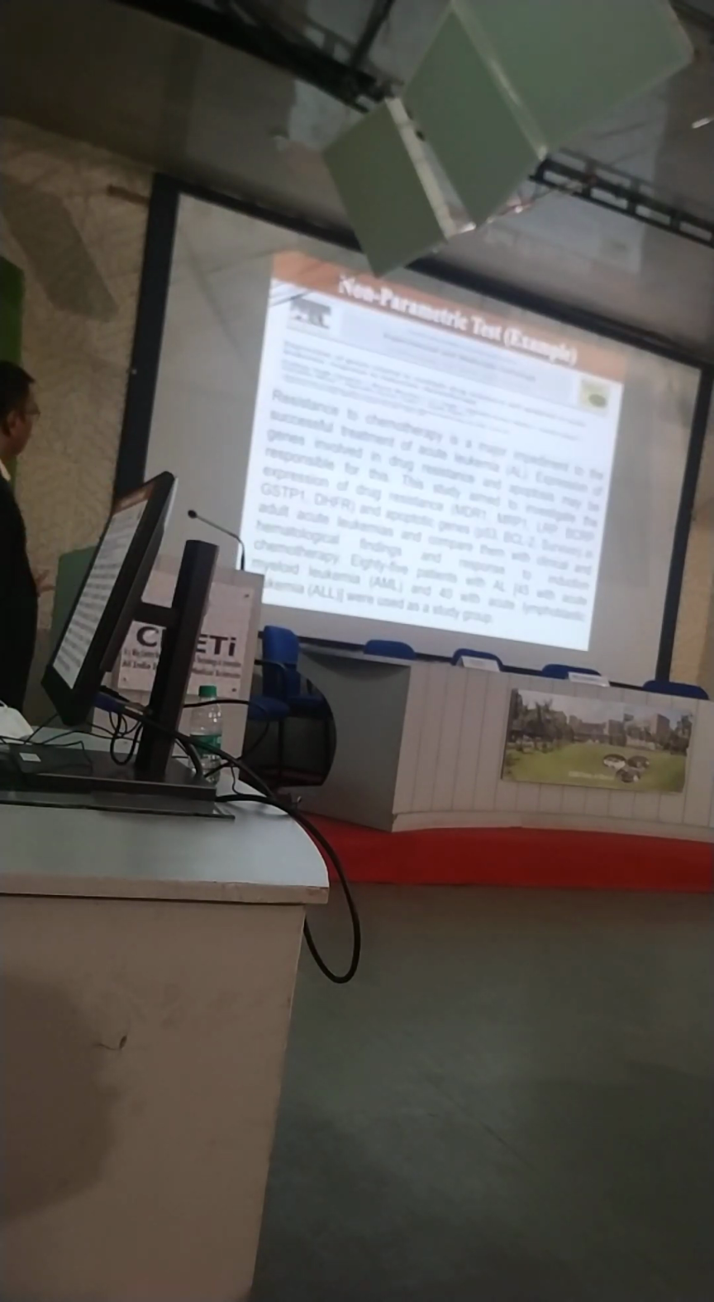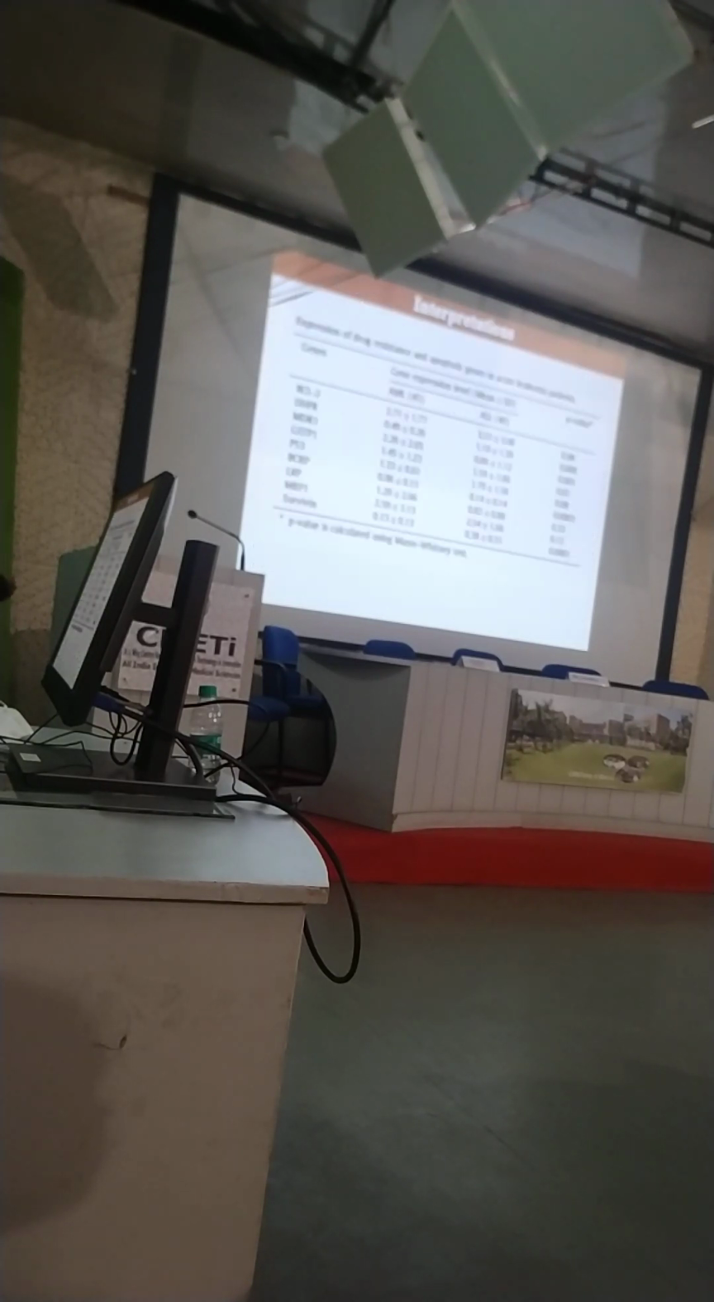Some of our publications, just to tell how we report in a paper. This is one of our papers in Experimental and Molecular Pathology. We know that there is resistance to chemotherapy for AL patients, and this study investigated different drug resistance and apoptotic genes in 85 patients of AL and 40 patients of lymphoblastic leukemia, and this is how the results are presented.